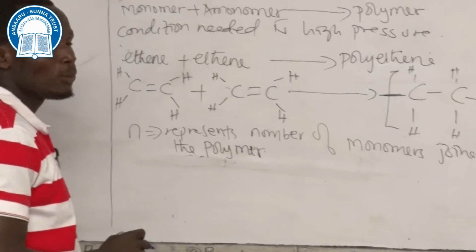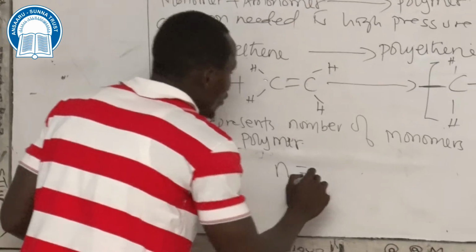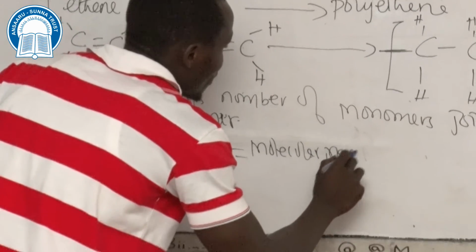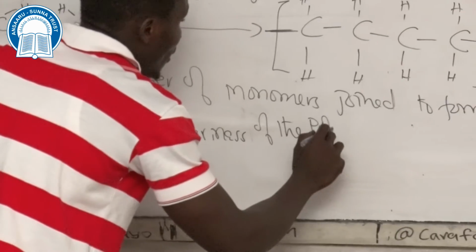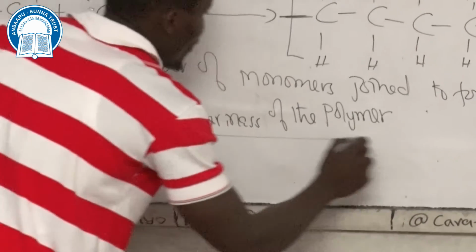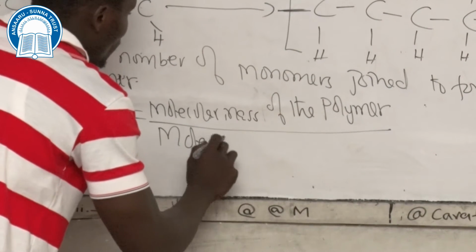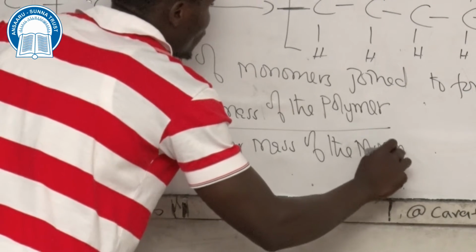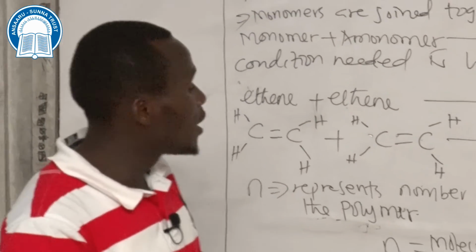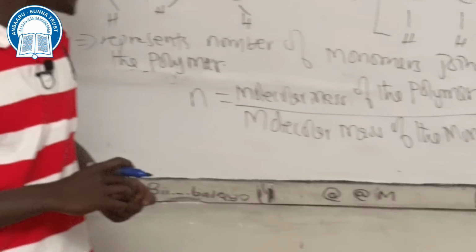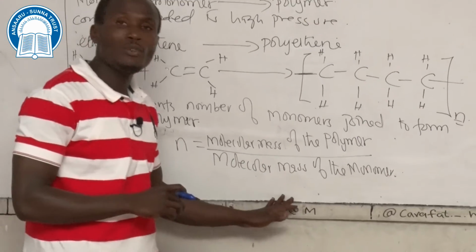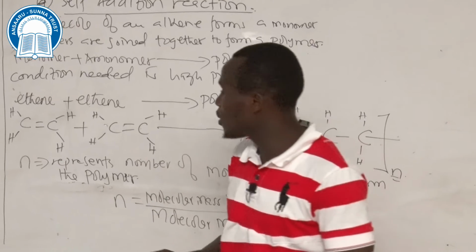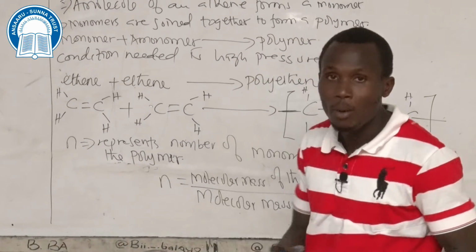The number of monomers joined to form the polymer. So we get that N is equal to the molecular mass of the polymer divided by the molecular mass of the monomer. If you have been given the molecular mass of the polymer, and you have already identified the monomer, therefore we get the value of N as the molecular mass of the polymer divided by the molecular mass of the monomer. So that's going to give us the number of monomers joined up to form the polymer.